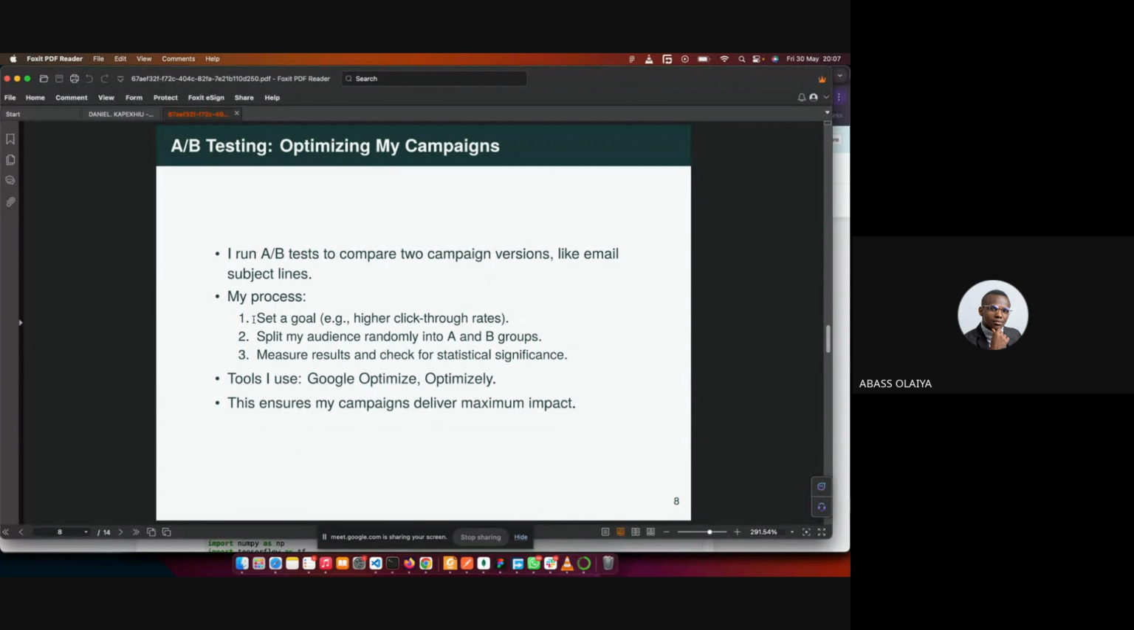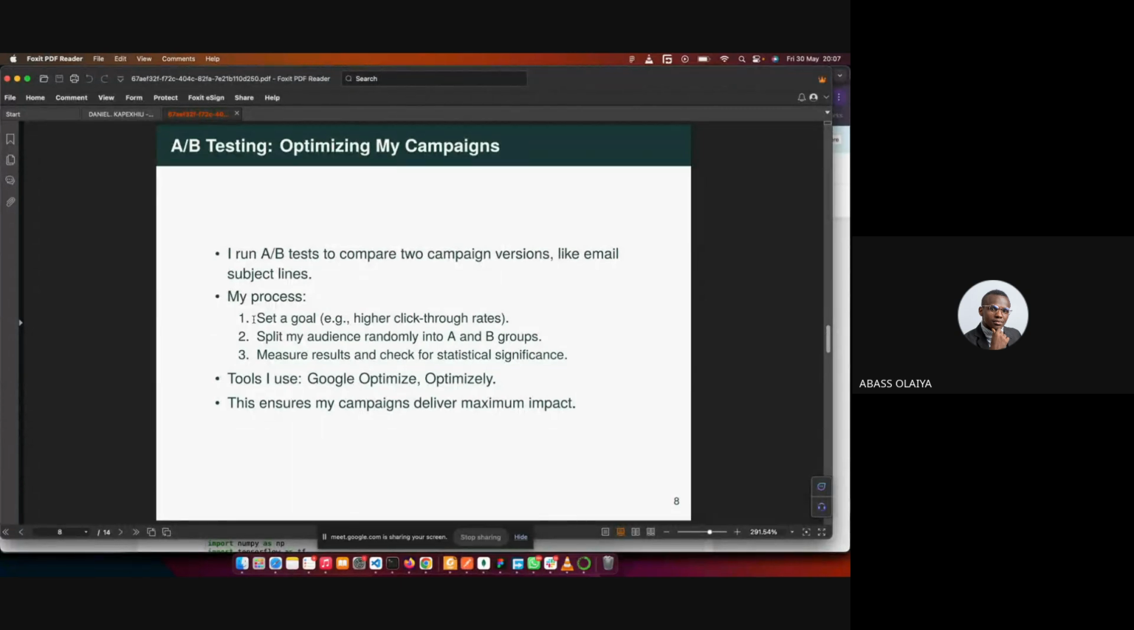Then split the audience randomly into A and B groups. What I mean is, now we've clustered our customers into 4 categories. The first category, divide them into 2. Send this version of email to these ones and this version of email to these others. Then you see which one does better. The one that does better is what you now send to everybody, or you improve on it and send to everybody. Then measure the result and check the statistical significance.